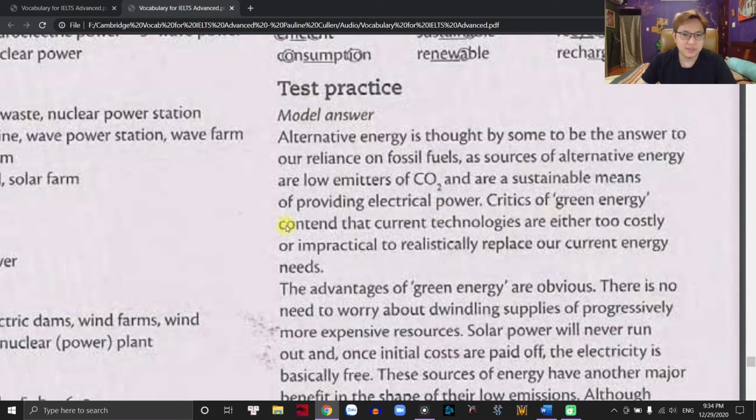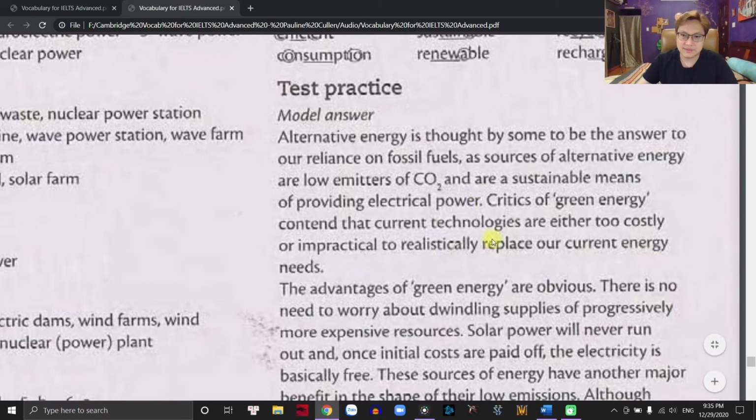Critics of green energy contend that current technologies are either too costly or impractical to realistically replace our current energy needs. Những người phê bình của cái năng lượng xanh này, họ tranh luận rằng những cái công nghệ hiện tại thì nó quá đắt tiền và nó lại không có thực tế để mà có thể thay thế một cách hoàn thiện, một cách thực tế cái nhu cầu năng lượng của chúng ta.